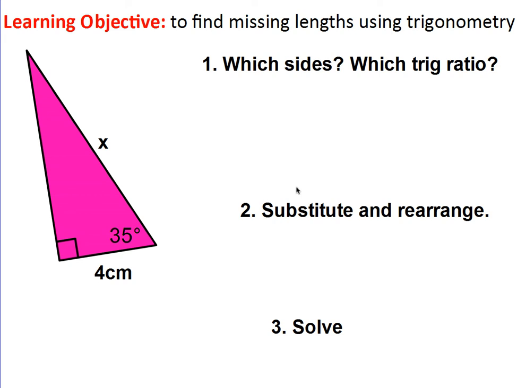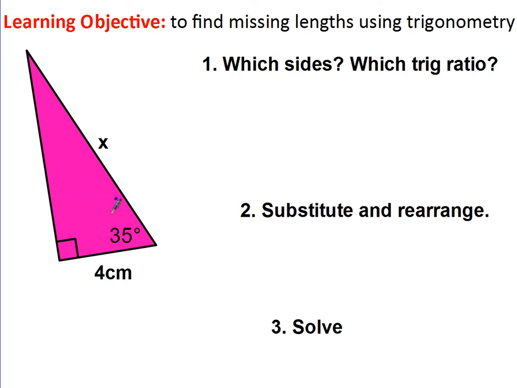In this video we're going to look at how to find missing lengths using trigonometry, and as before I'm going to use my three-step approach. Number one, identify which sides are being used and therefore which trigonometric ratio is required. Then we'll substitute what we've got and rearrange the equation, and finally solve it using a calculator.